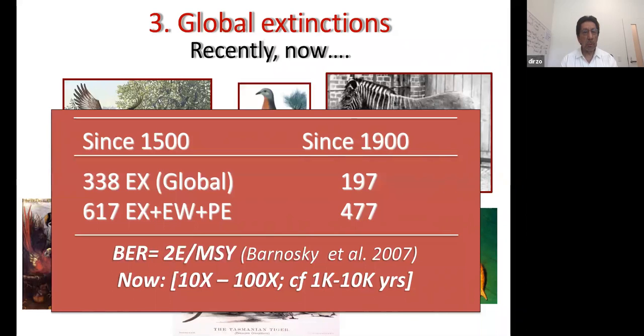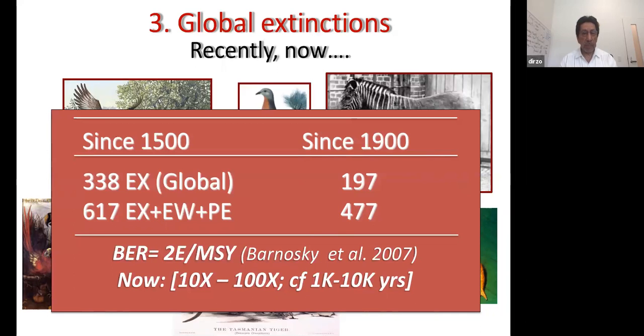The second row in this table shows on the left-hand side the number 617, which is the number of species recorded to have gone extinct, plus those that have gone extinct in the wild, plus those that are in danger of imminent extinction. So that number changes from 338 to 617 since 1500. But if you break down the numbers as to what has happened more recently, you can see that almost 480 of those 617 actually went into these categories since the year 1900. That is to say, after the extinctions of the Pleistocene, we have been driving the extinction of species, but particularly in the last few decades, in the last century or so, since 1900.